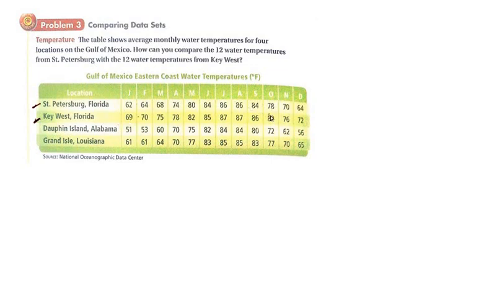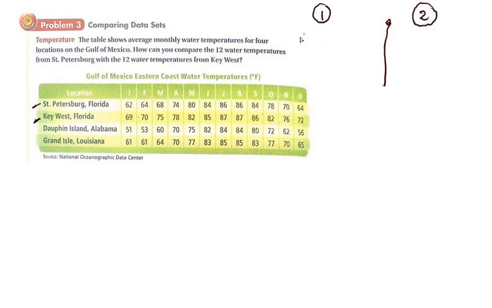To compare the temperatures, we need to find the mean, the mode, the median, and the box plots for each of them to compare the range and the interquartile range. Let's start with the mean. This is for city 1 and this is for city 2.